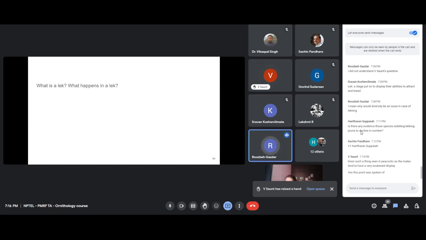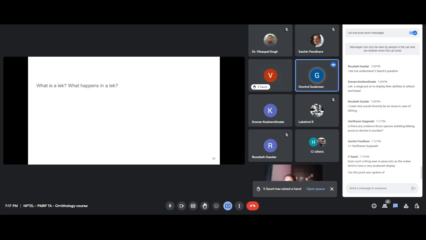Again, if I'm not mistaken, I think it was Dr. Moushami Ghosh, I think she mentioned peafowl in connection to lekking. Oh, is it? Okay, so we can go back to the lecture notes. You must have all seen a peacock dance, or they collect together. It is known that peacocks are known for lekking, that is for sure. If it's mentioned in the lecture, then yes, they are lekking species. Though I personally haven't seen a peacock lek.